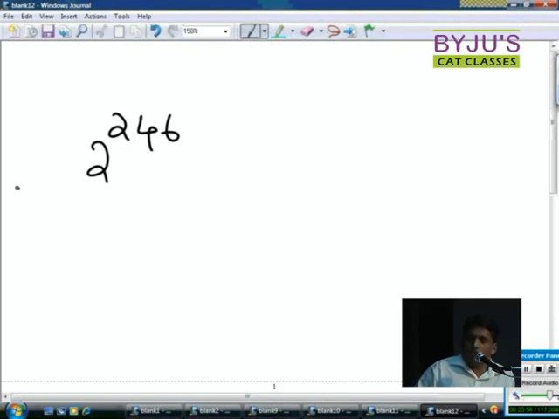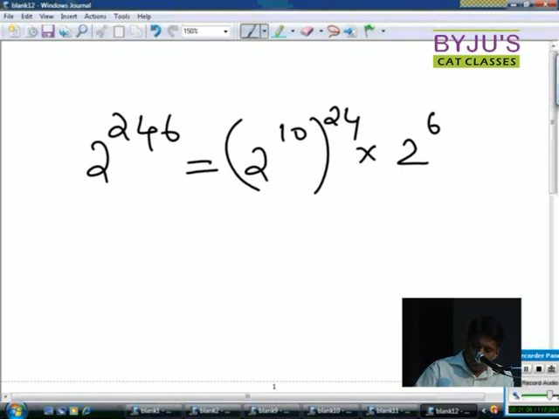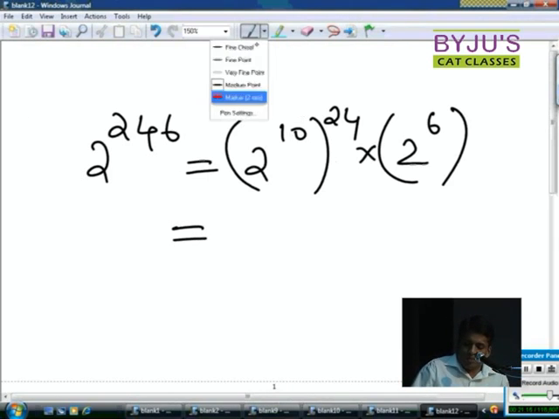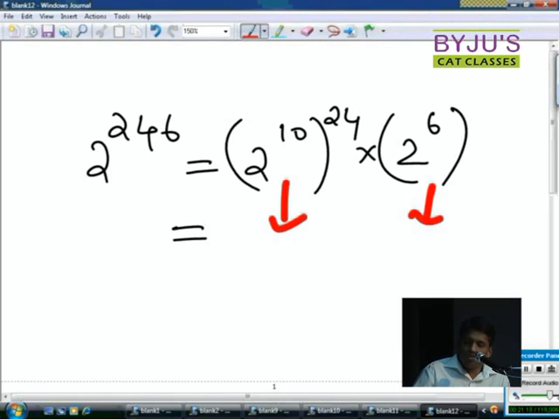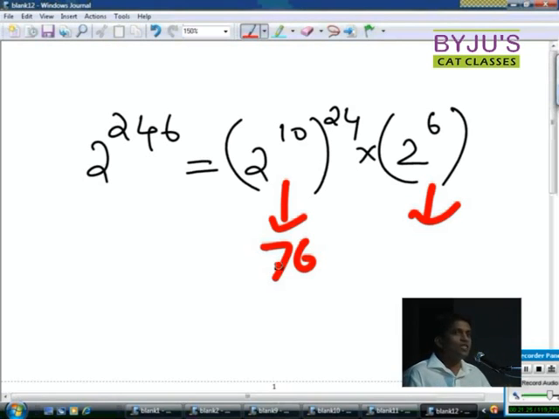I'm just giving 2 raised to 246, a similar one to what came earlier. I'm just changing the question to last 2 digits. How will you proceed? You'll write this as 2 raised to 10 raised to 24 into 2 raised to 6. Previously, in odd numbers, we were using a frequency of 4. Here we are using a frequency of 10. This 246, you can express it this way. The last two digits you should be knowing. This is straight out of that pattern. This is 76 because it's an even power. What is 2 raised to 6?